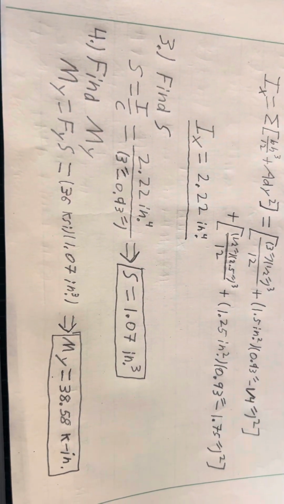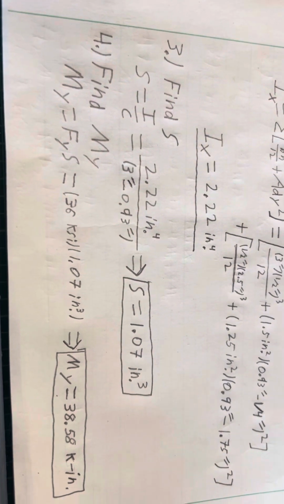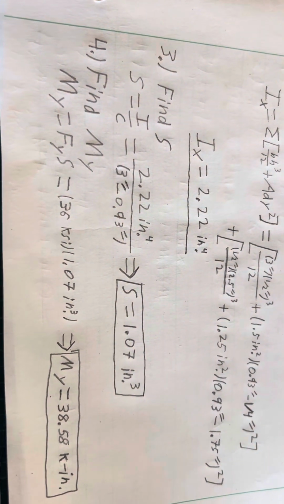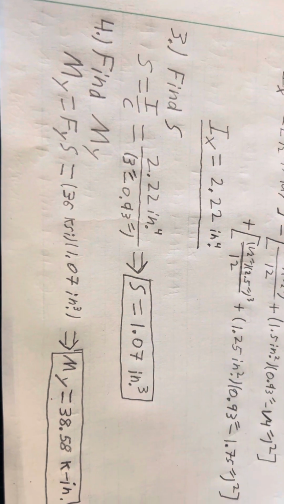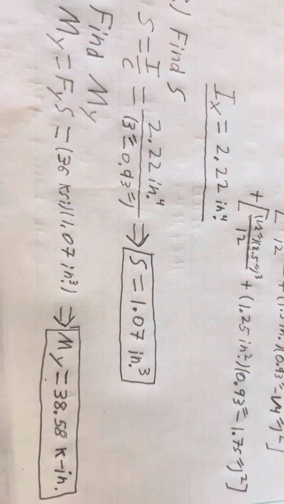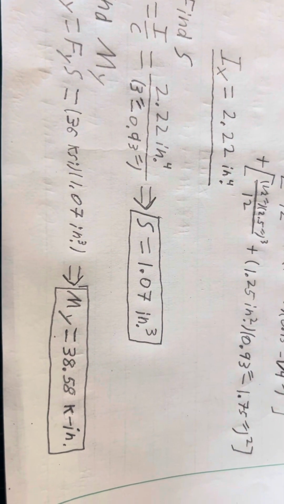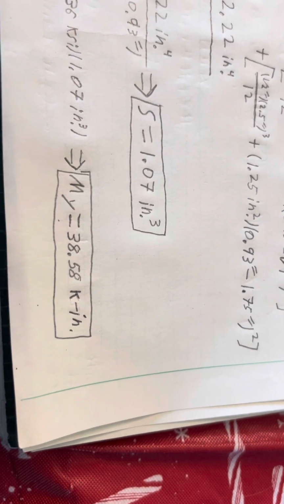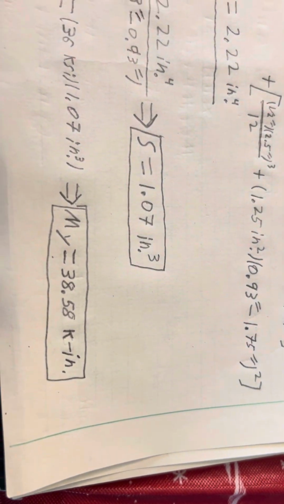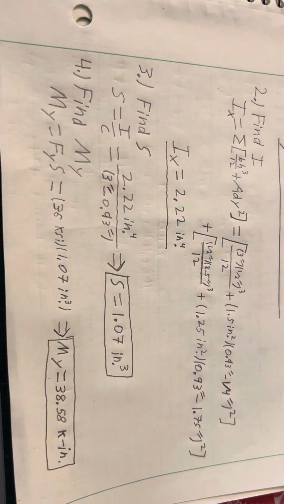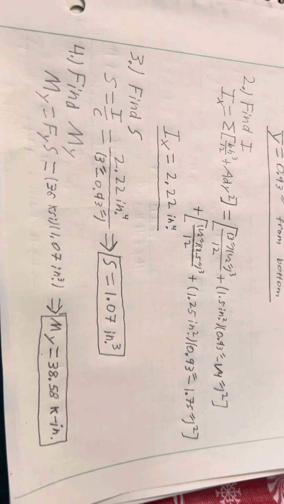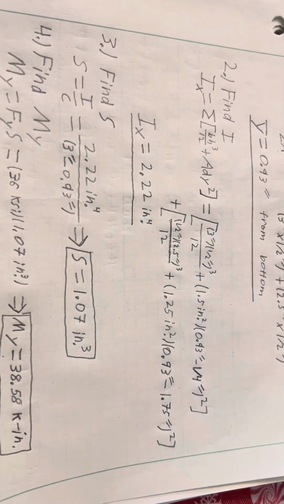So My, our yielding moment, that's just equal to our yield stress times the section modulus, so 36 ksi times 1.07 inches cubed. And we get 38.58 kip-inches. Now we could convert this to kip-feet, but I decided since it was such a small member and such a small number already that we would just leave it in kip-inches.